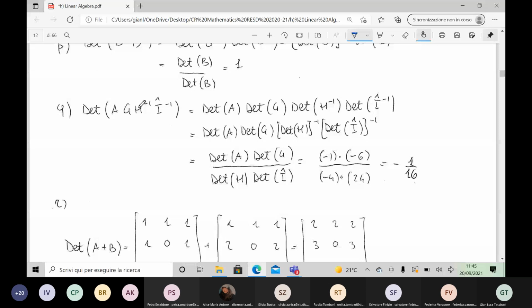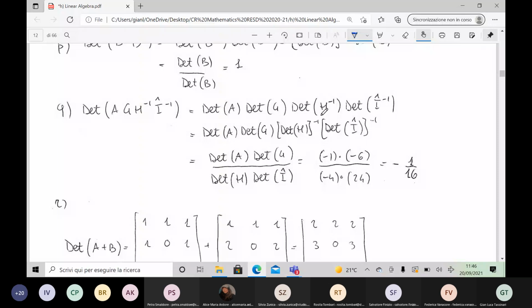So the stupid way to proceed is the following. Compute the inverse, then make the product of all these 4 matrices, which is quite a time-consuming exercise. But if you apply the property of the determinant, you can do it very quickly. Binet theorem: the determinant of a product is the product of the determinants. Determinant of A, determinant of G, this is the reciprocal of the determinant of H, this is the reciprocal of the determinant of I hat. Then simply put the results we got previously inside, and you get -1/16.